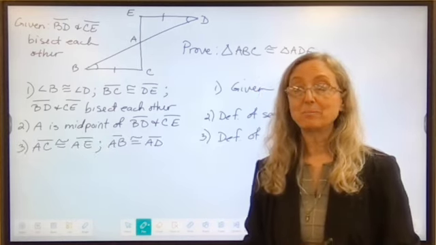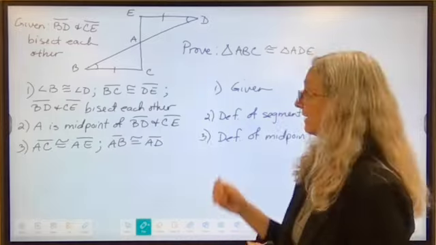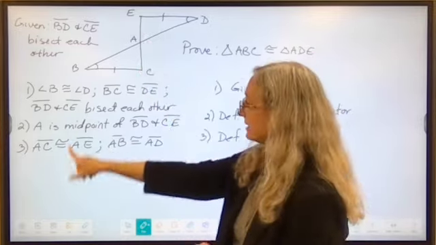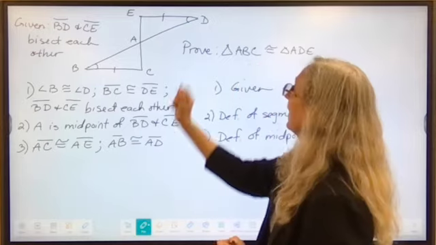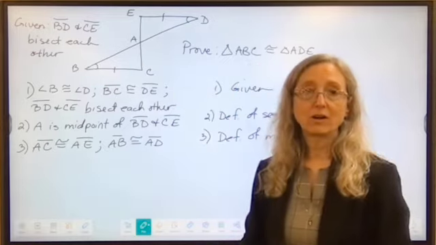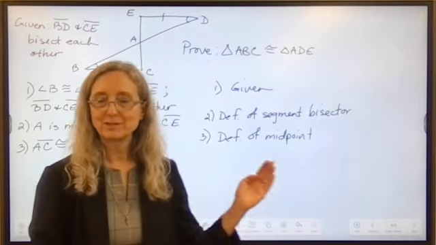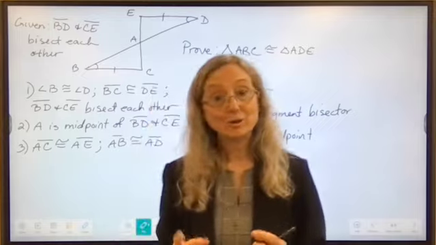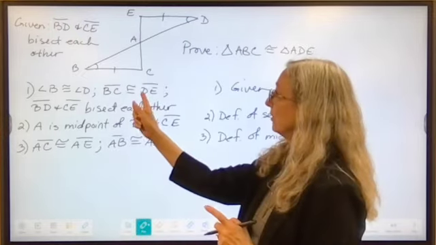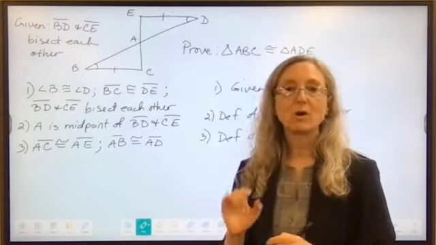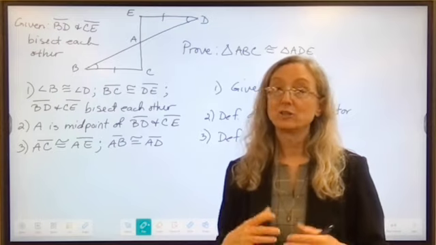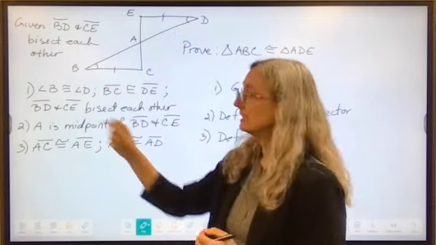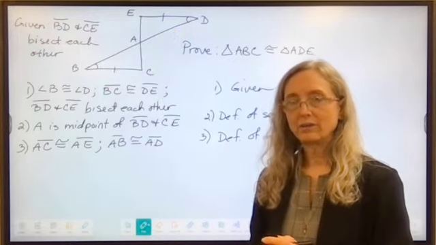Okay, I've listed my congruent segments based on the fact that A is the midpoint. If A is the midpoint, then AC and AE are congruent, because of the definition of a midpoint. That's what a midpoint does. Notice I now have 1, 2, 3, all 3 of my sides. So now all I need are my angles. And I was given B and D. I need my 2 other angles.